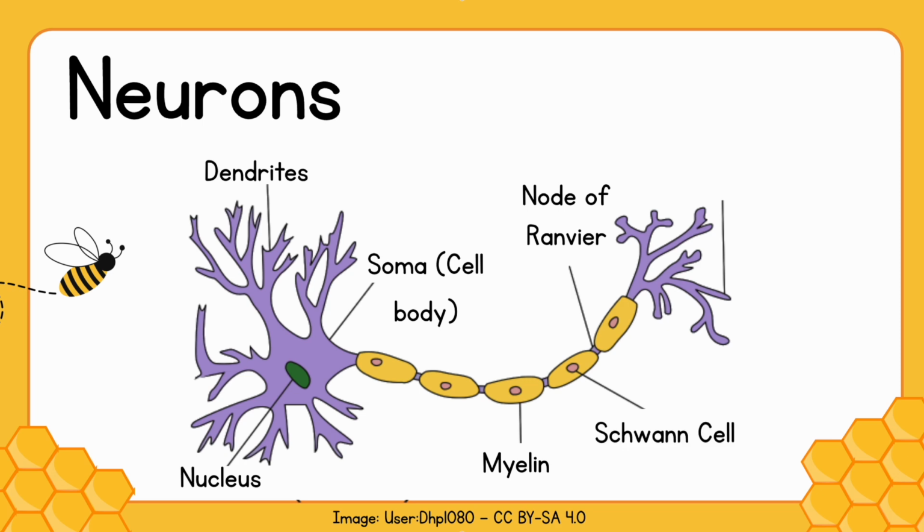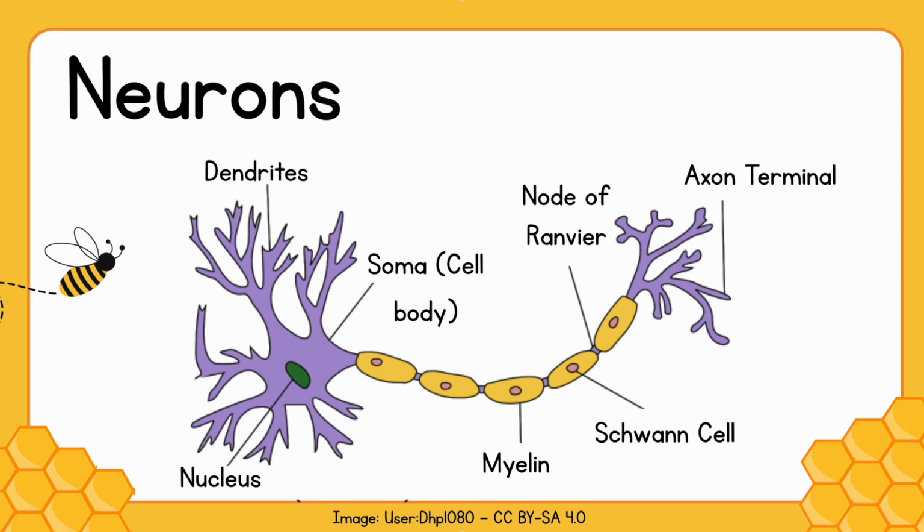And the cells that produce myelin are called Schwann cells. This is important to distinguish from oligodendrocytes. Schwann cells produce myelin in the peripheral nervous system, whereas oligodendrocytes produce myelin in the central nervous system. So an important distinction there.